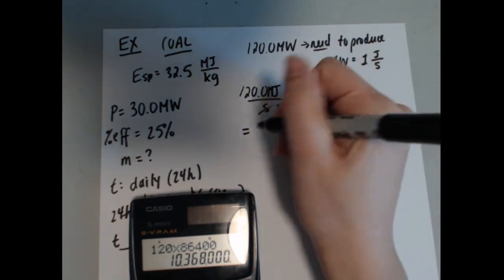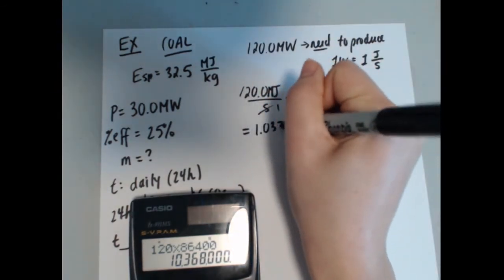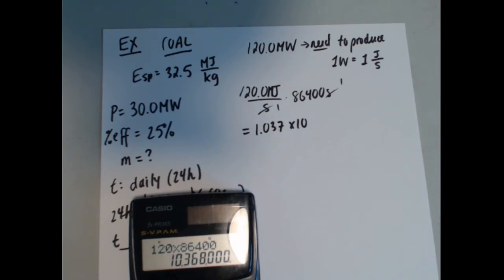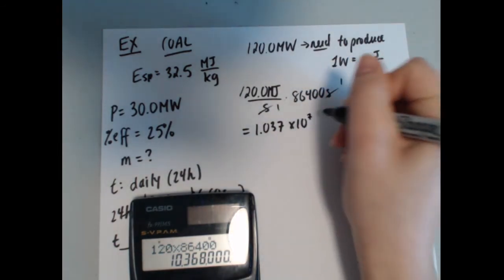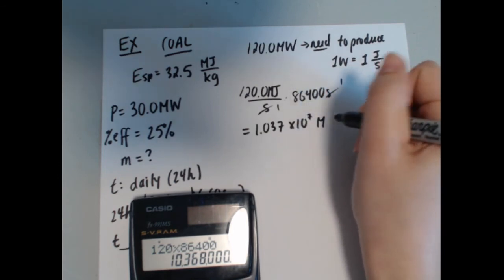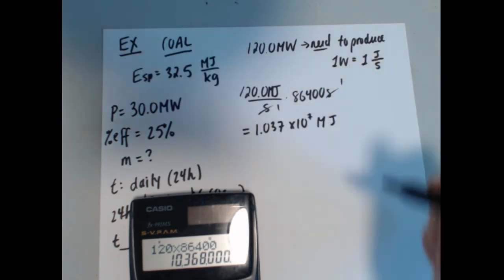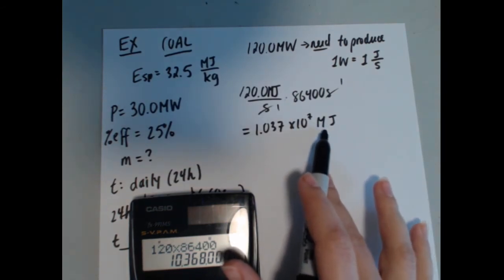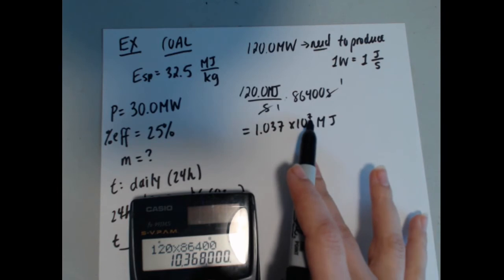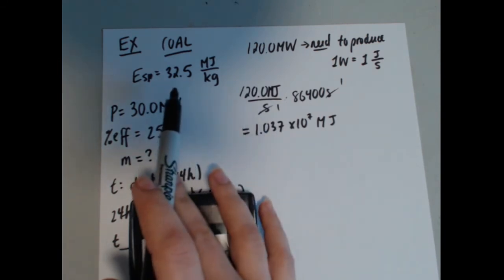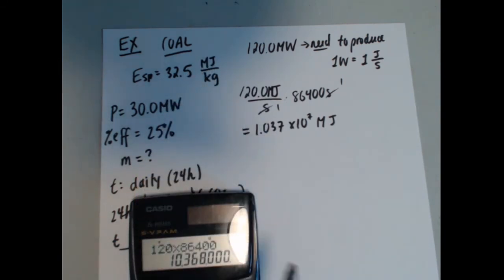All right, so we've got approximately 1.037 times 10 to the 7. Okay, so that's 1.037 times 10 to the 7 megajoules. So just keep track of your exponent, keep track of your prefix. If you want to change that to joules, you add another 6 to the exponent, making it times 10 to the 13. But actually don't do that right now, because our specific energy is also in megajoules.